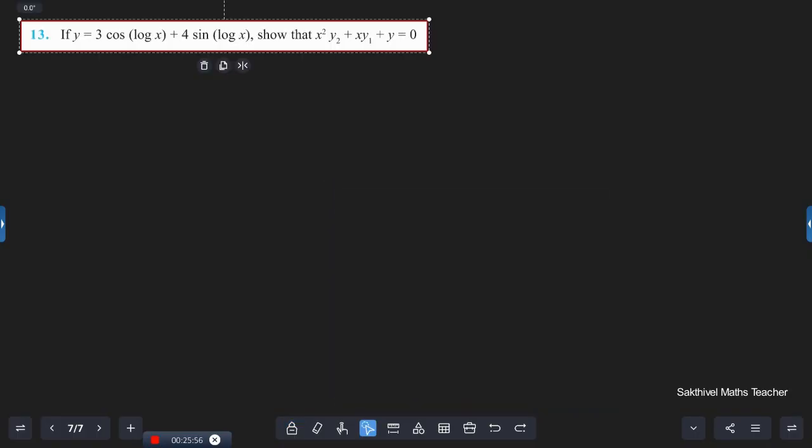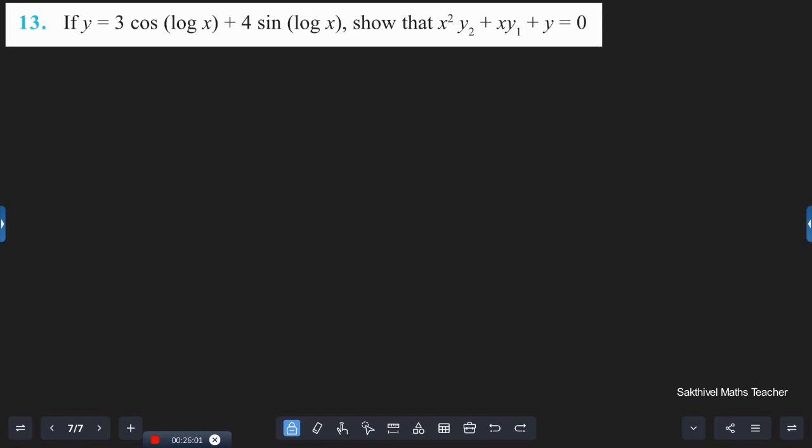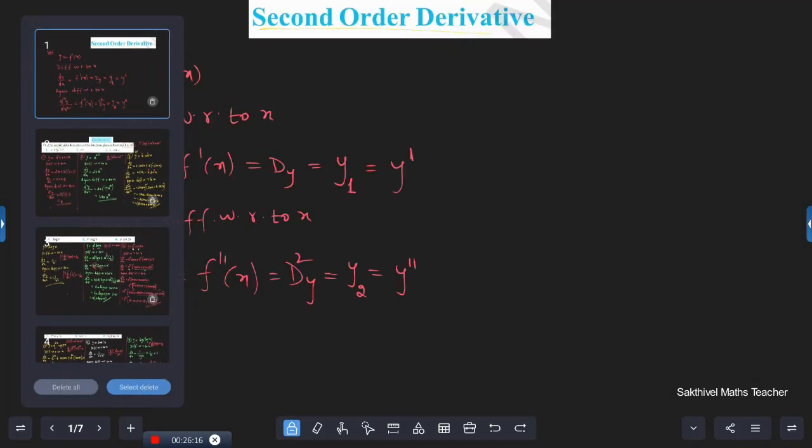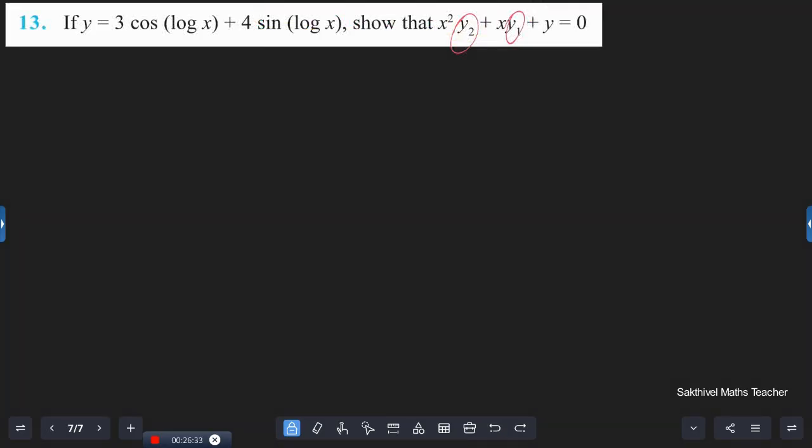Question number 13 is also like the same one. Listen, when I was giving the introduction of this derivative, I explained what y2 and y1 are. What is y2? Y2 means double derivative, I said. Have you remembered? And y1 means derivative of 1, I said. That is what they gave in the question. Y base 2 means double derivative. Understand? Don't forget.